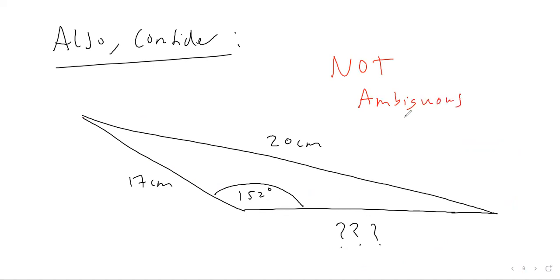I'm not going to use the cosine rule to calculate this base down here, but you can use the cosine rule and you'll get one solution, or at least you'll get one positive and one negative solution. Of course, you can't have a negative length, so you don't need to worry about that.